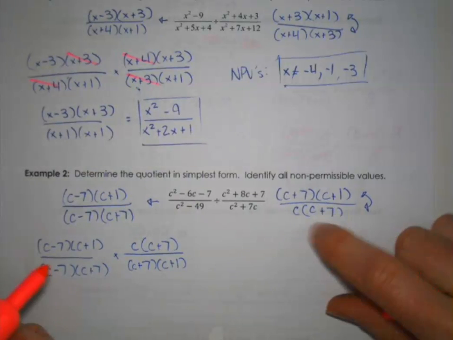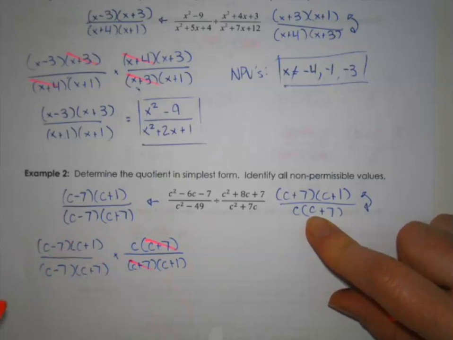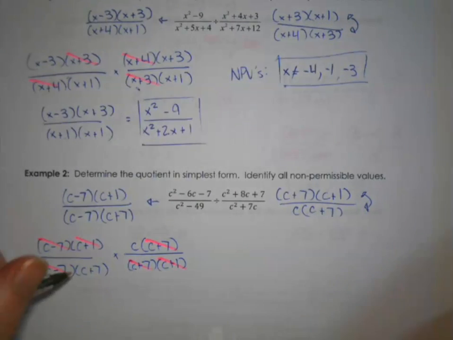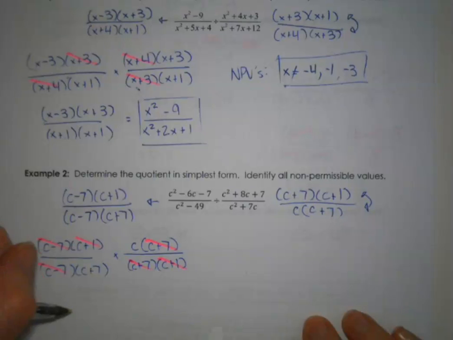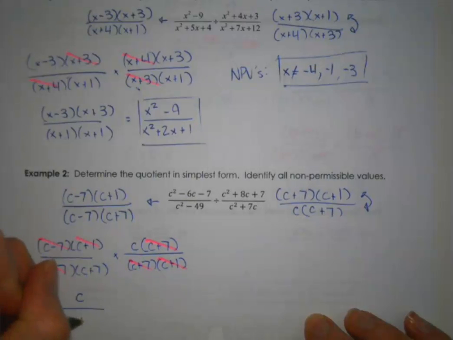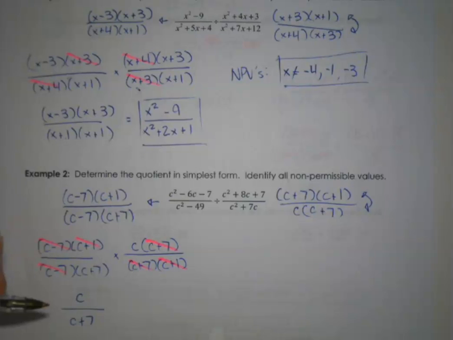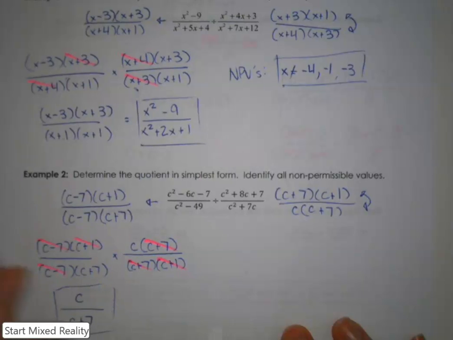Okay, so canceling out like terms, we have c plus 7 here, c plus 7 there, c plus 1 here, c plus 1 there, c minus 7, c minus 7. So the only things we have left here are c divided by c plus 7. Okay, so c over c plus 7 is our simplified expression.